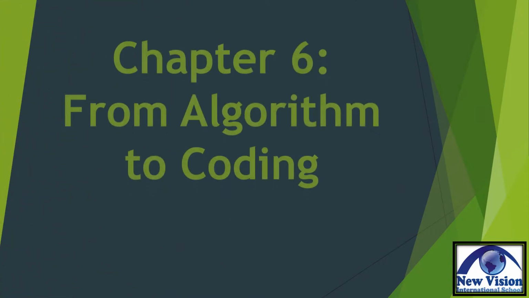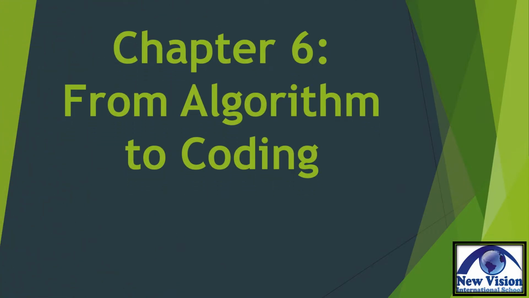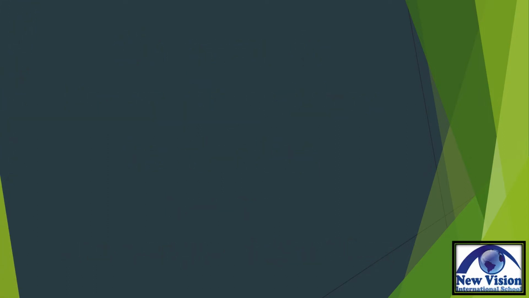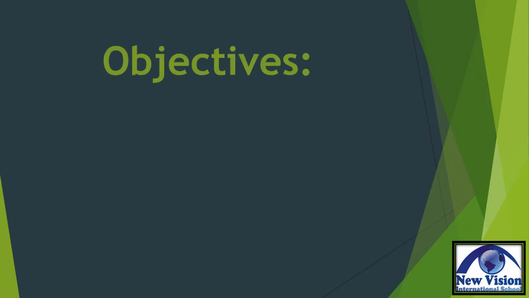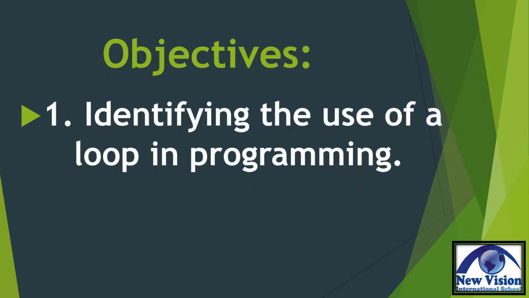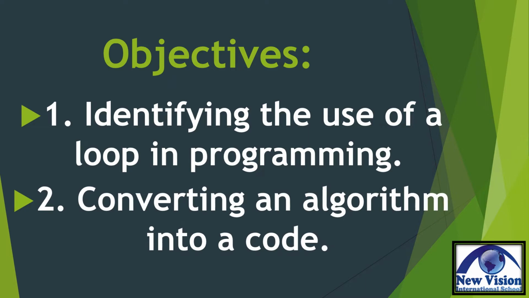Our today's lesson is under Chapter 6, From Algorithm to Coding. It is entitled The Loops and Algorithm. The objectives of our today's lesson are the following. Number 1. Identifying the use of a loop in programming. Number 2. Converting an algorithm into a code.